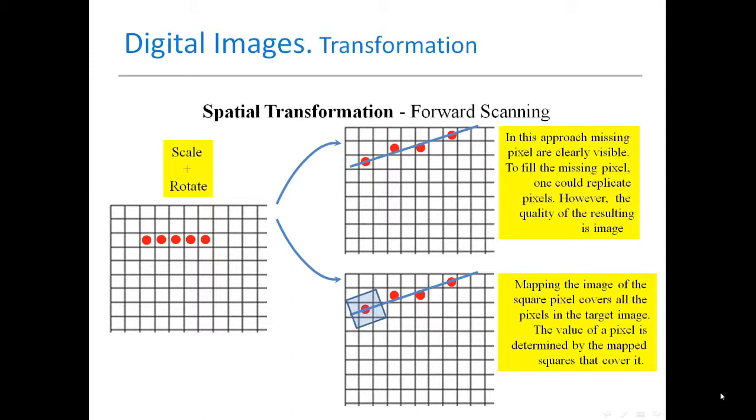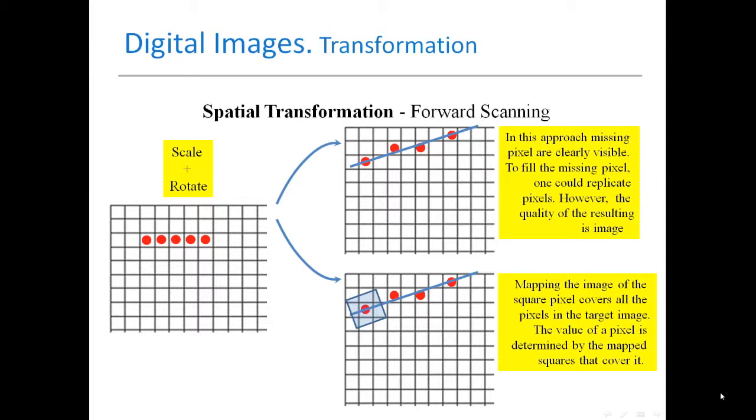Now, the big problem with going in this direction is that we may end up having empty pixels, which do not have any value. So how will we deal with this? One option is to look at the pixel as a rectangle, or a square in this case, and see where this square will be mapped. So it will cover these pixels. But again, it's clear that it will not occupy the entire pixel. What value will this pixel take? Or what value will this pixel take?